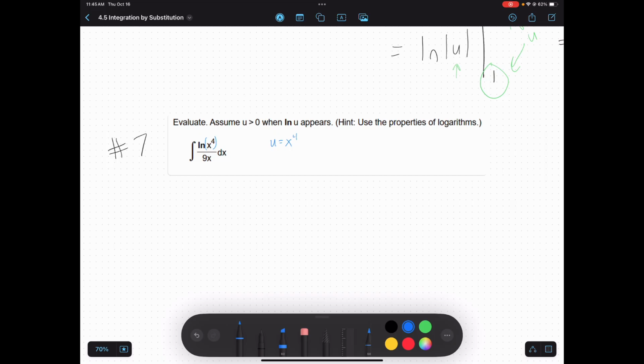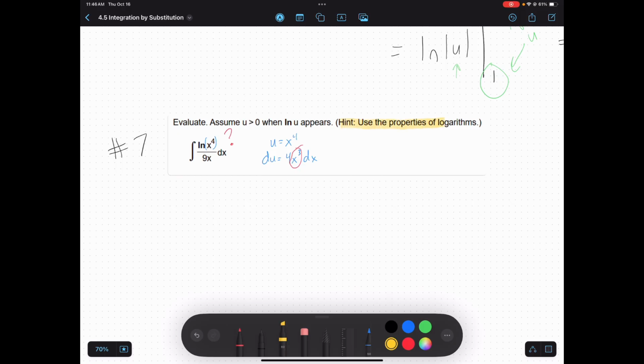But my problem is if I tried to do that, what's my derivative of this? My derivative would be 4x to the 3rd power dx, but I don't see an x to the 3rd power anywhere in my function. Meaning I will probably not be able to cancel out an x cubed if I try doing this for my substitution. So is this a problem where substitution just doesn't work? Well, no. Instead, I'm going to approach this a different way.